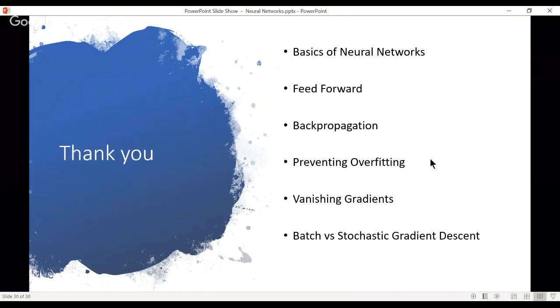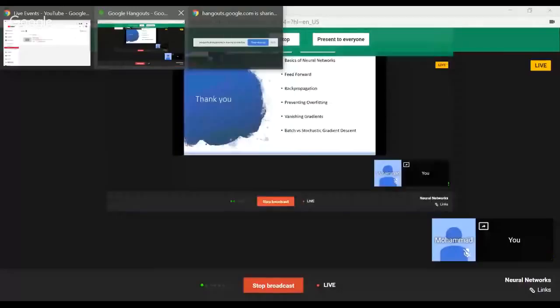Then there are some good ways of preventing overfitting, like regularization. Then there is the dropout regularization that we discussed. Then there is the problem of vanishing gradients, and we solve it by using ReLU functions in the hidden layers as activation. And we saw how stochastic gradient descent is a better use of your computing resources.